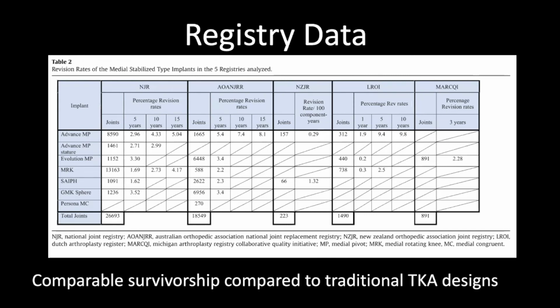They also looked at registry data, with the most patients being present in the National Joint Registry seen on the far left with over 26,000 patients, and the Australian Registry with over 18,000 patients. The majority of knee replacements were the MicroPort Advance knee, and we see that the revision rate was 5% at 15 years in the National Joint Registry and was up to 8.1% in the Australian Registry. The other implant designs across the registries either do not have sufficient numbers or sufficient follow-up to make any clear deductions about the survivorship of these designs. The authors found, based on this registry data, that there is comparable survivorship compared to traditional total knee designs when you look at the medial pivot design knee.